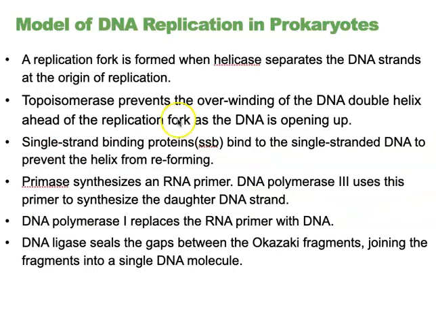Okay? Now, inside prokaryotes, the replication fork is formed when the helicase separates the DNA strand. As I said, the topoisomerase prevents the torsional strain, and then single-stranded binding proteins bind to the single-stranded DNA to prevent the helix from reforming. It's literally blocked. Okay? When you follow the steps through, DNA polymerase 1 replaces the RNA primer with DNA. DNA ligase seals the gaps between those Okazaki fragments. So we haven't lied to you.